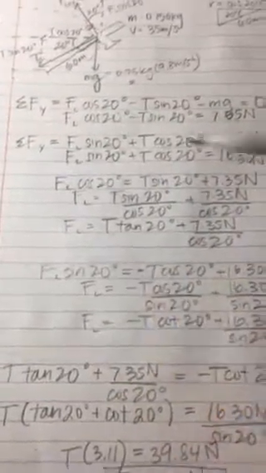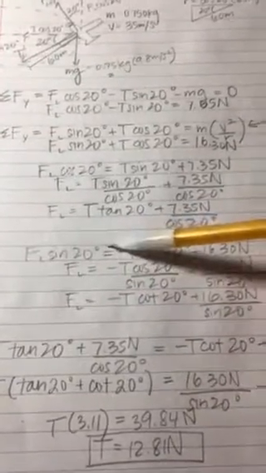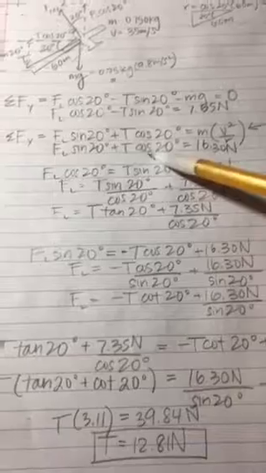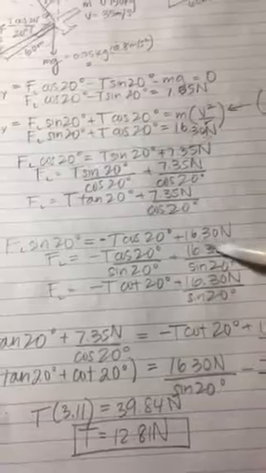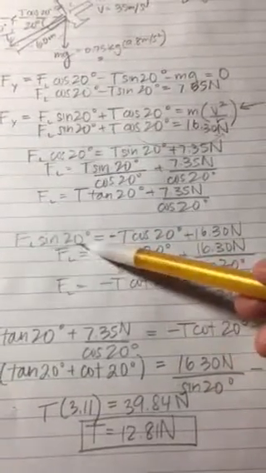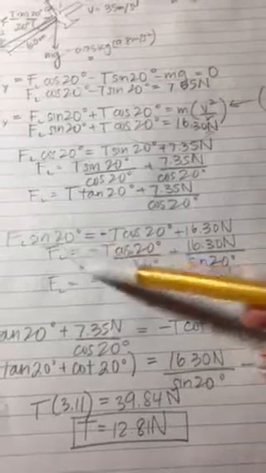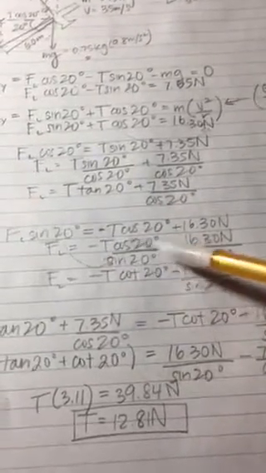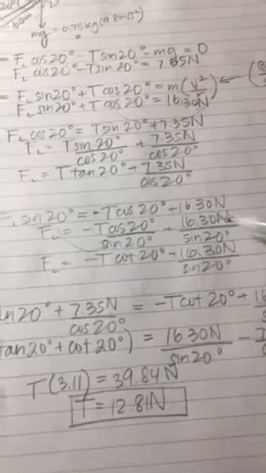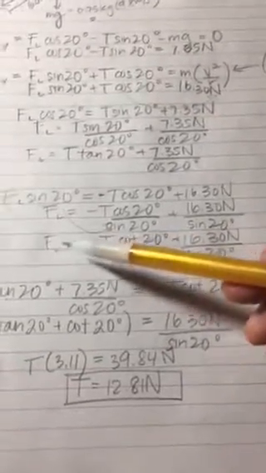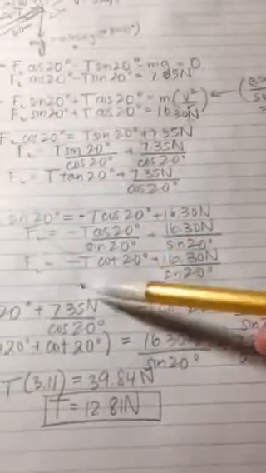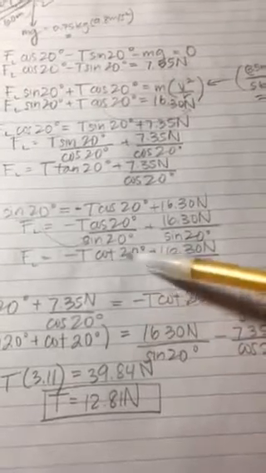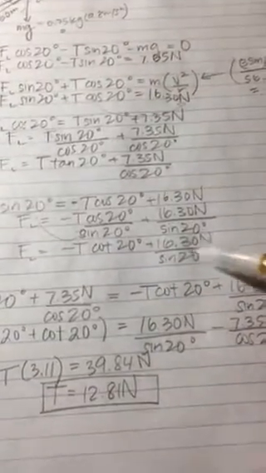So then that's in the y direction, so I'm also going to do it in the x direction. So force of the lift sine 20 equals, if you go back to this equation, I'm just moving this tension to the other side, so it's negative tension cosine 20 plus 16.30 newtons. And you just divide, then you're going to get the sine of 20. You're just going to get negative T cosine 20 over sine 20 plus 16.30 newtons over sine 20, which means that the force of the lift, because cosine over sine is cotangent, which is just 1 over tangent, is negative T cotangent 20 plus 16.30 newtons over sine 20.